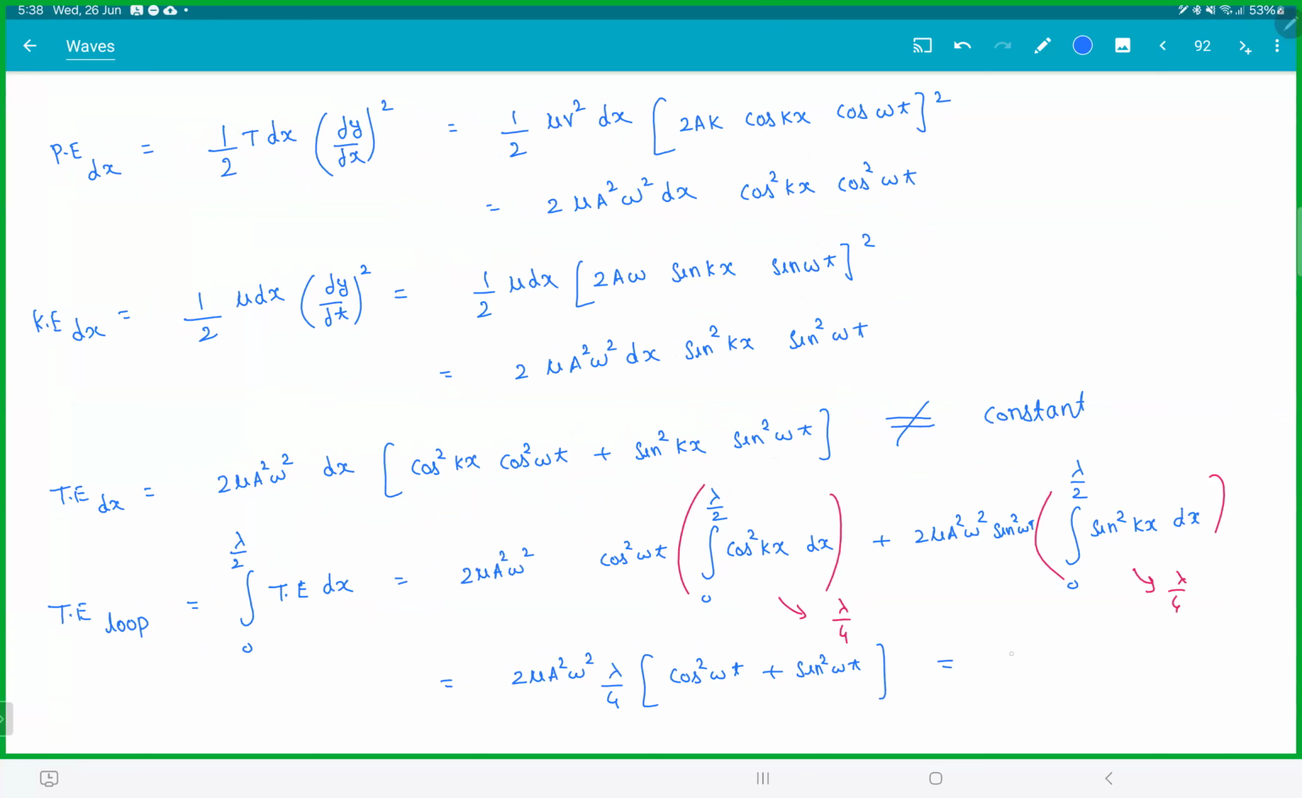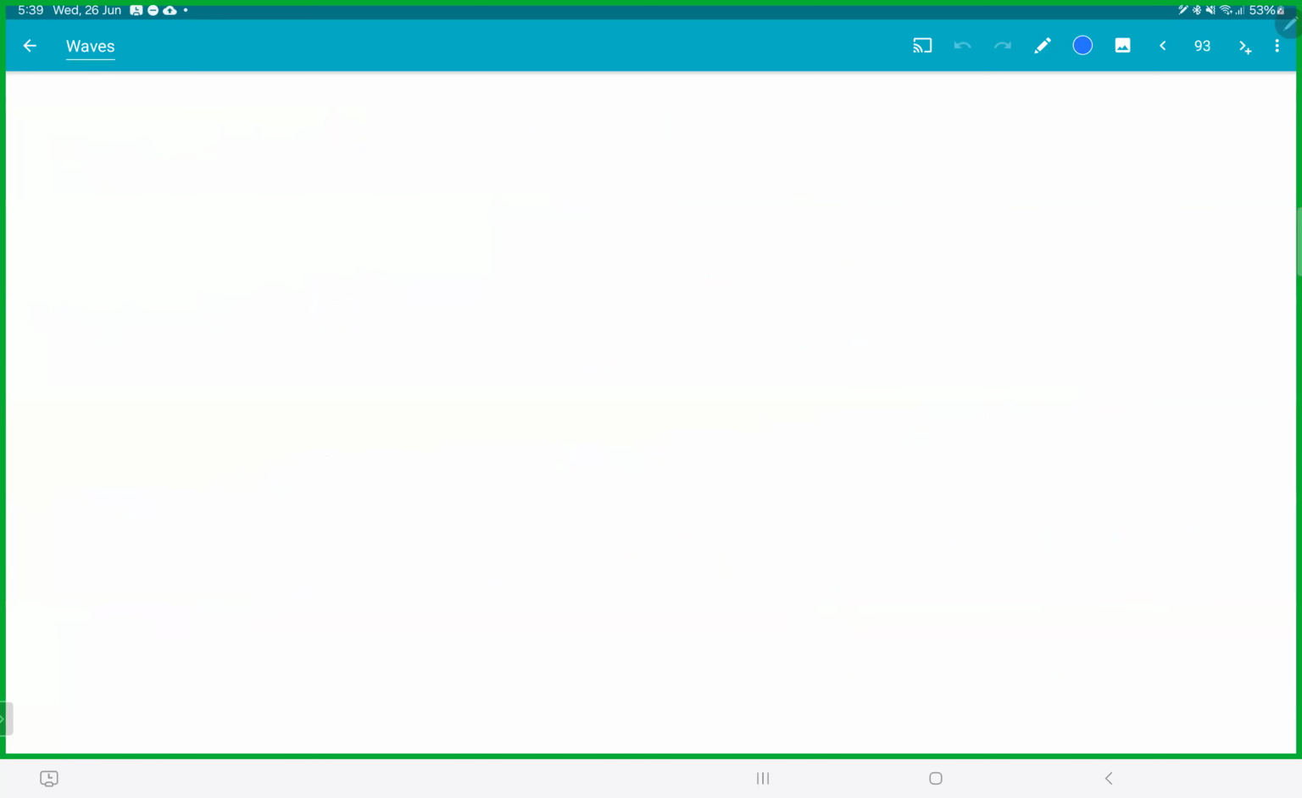This turns out to be half mu a square omega square lambda. That is the total energy of a single loop. Clear? This is how we integrate this. But there's a much better way. Listen, alternate.